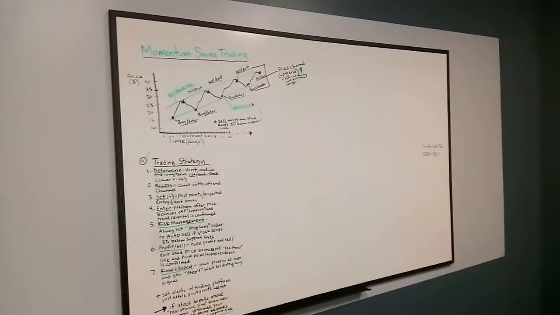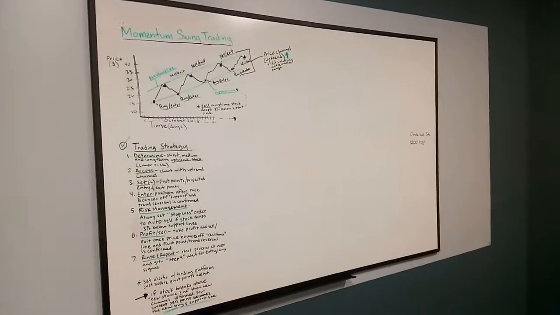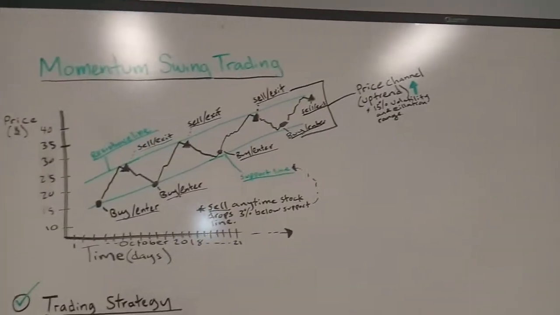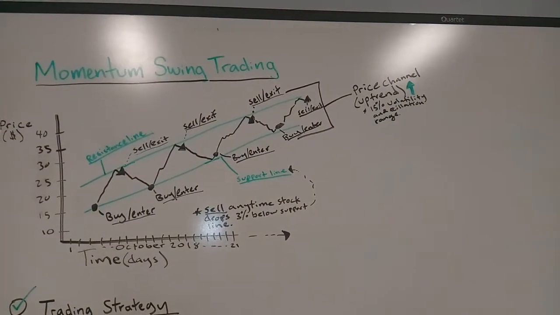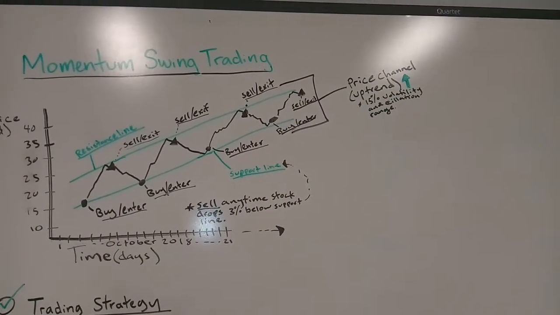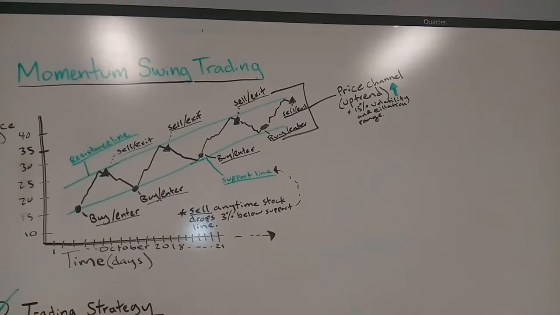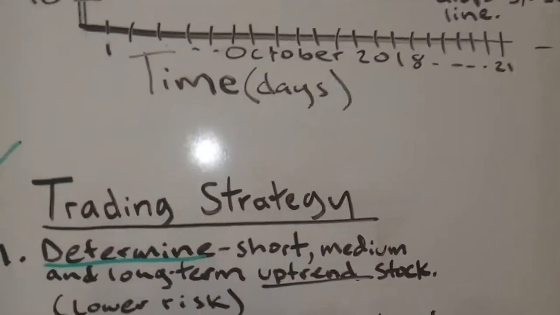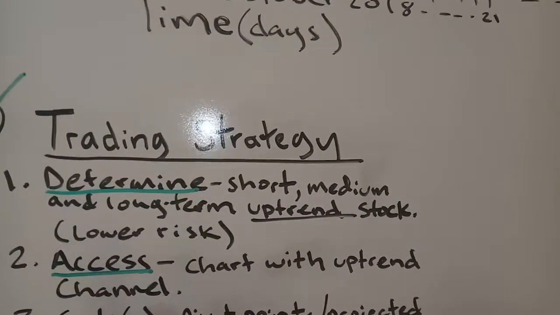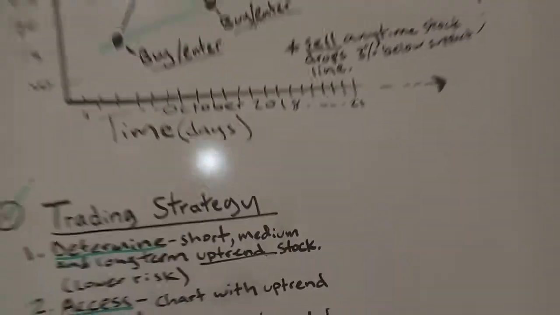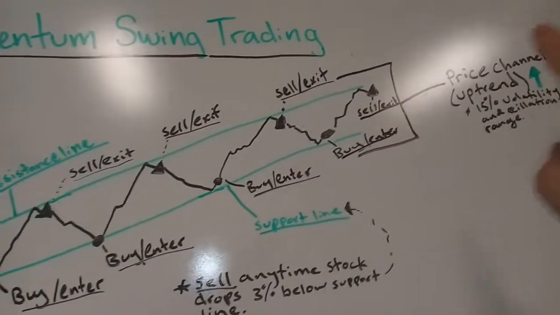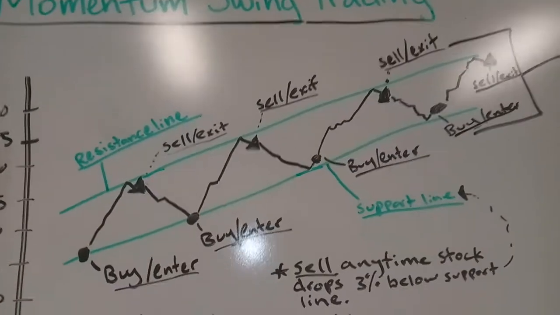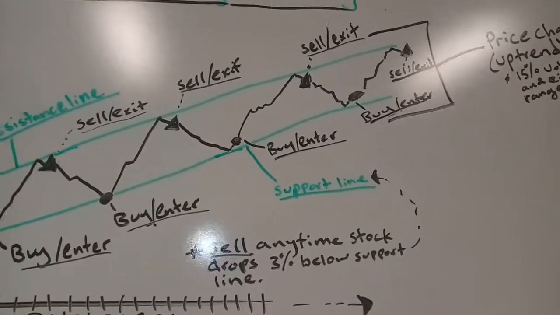It is day 26. I've got a strategy here that I'm doing for momentum swing trading, and as you can see, I've got it all figured out for momentum. So here's the idea. The strategy is to, number one, determine short, medium, and long-term uptrend stock. So you find a stock that's been going up in the short term, long term, and medium term, just so it's got a lower risk.